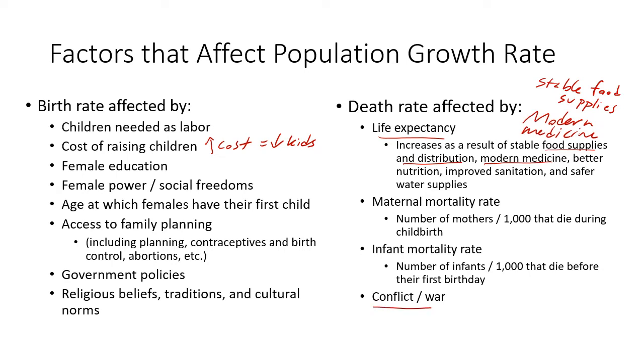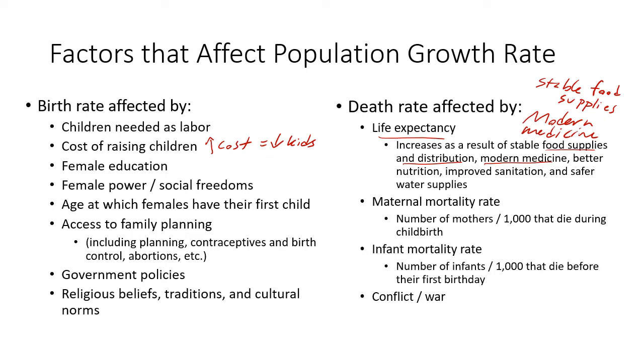Okay, and then obviously conflict and war. That could definitely increase your death rate. Okay, immigration and emigration. Immigration, people going into your country, is going to be due to a lot of societal factors. So that's going to be looking for jobs, looking for opportunity, education, a safe place to raise your children, away from war, away from conflict, away from political or religious persecution. Emigration would be the opposite of that.